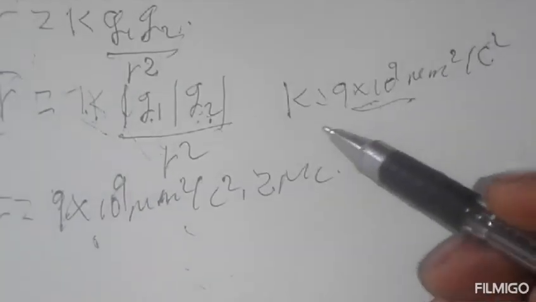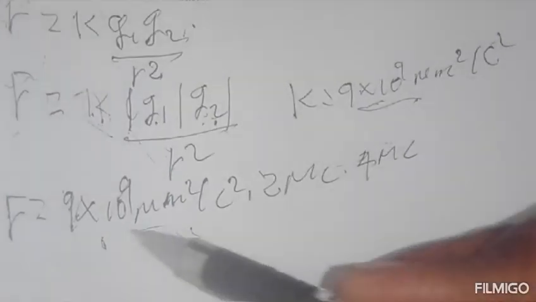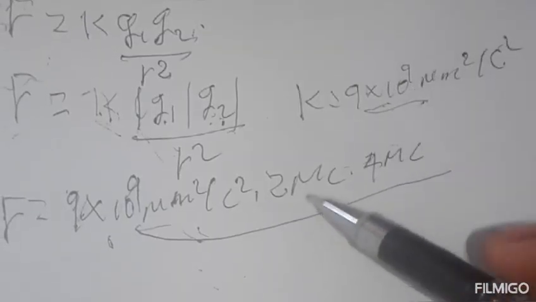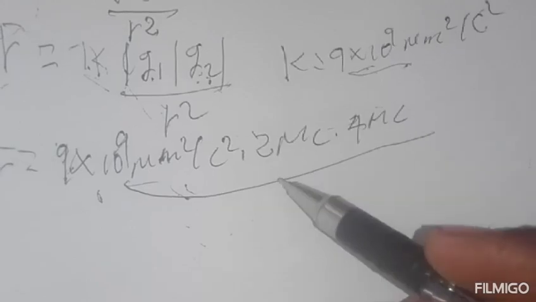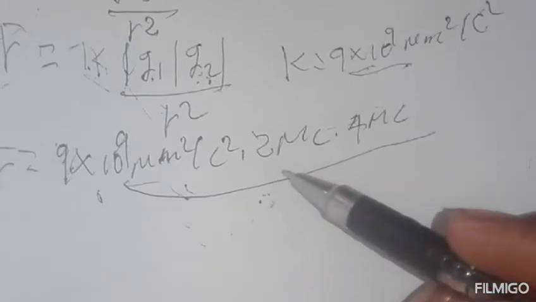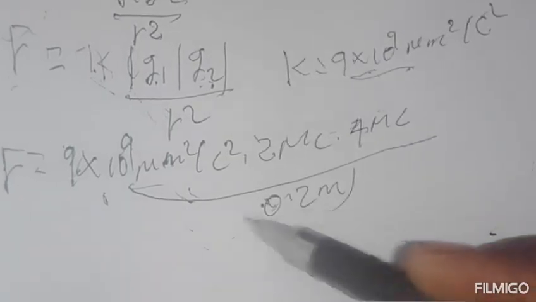Here we substitute 4 microcoulomb, since it comes out positive, under absolute, over the gap distance between the two, which is 20 centimeter. When we change the centimeter into meter, divide by 100. 1 meter is 100 centimeters, so 20 over 100, 0.2 meters the whole square.